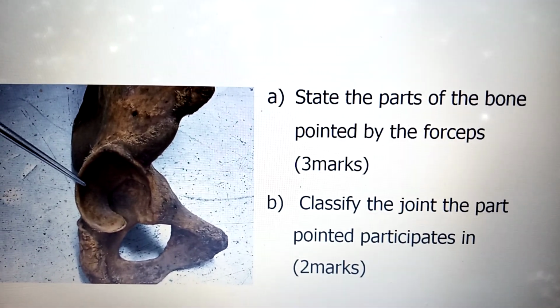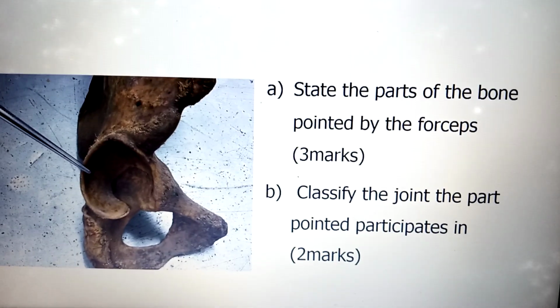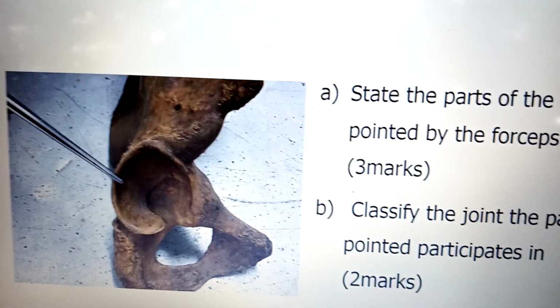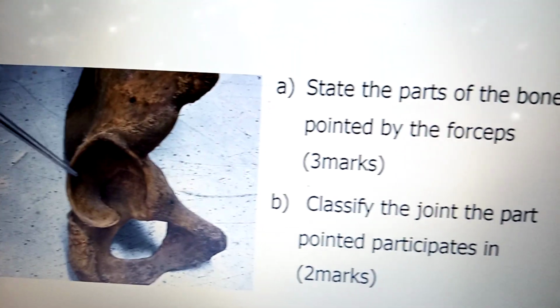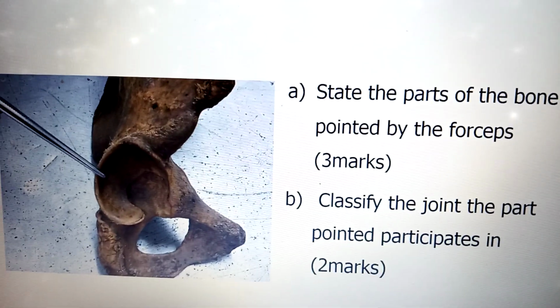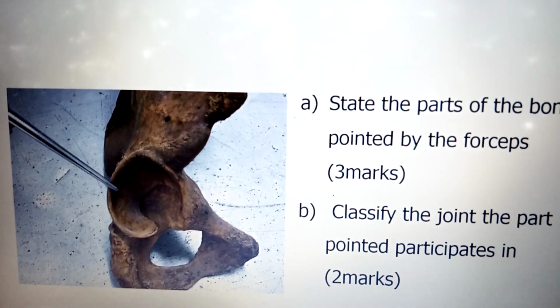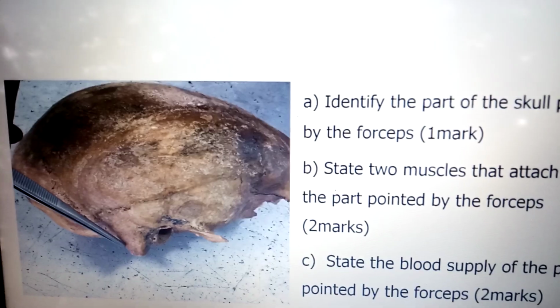Now the joint that is formed is the hip joint, and we classify it as a synovial joint of ball and socket variety, which moves in multi-axial planes. So if you're asked to classify the joint, you basically classify it as a synovial joint of ball and socket variety that is multi-axial. Now we move to the second question.